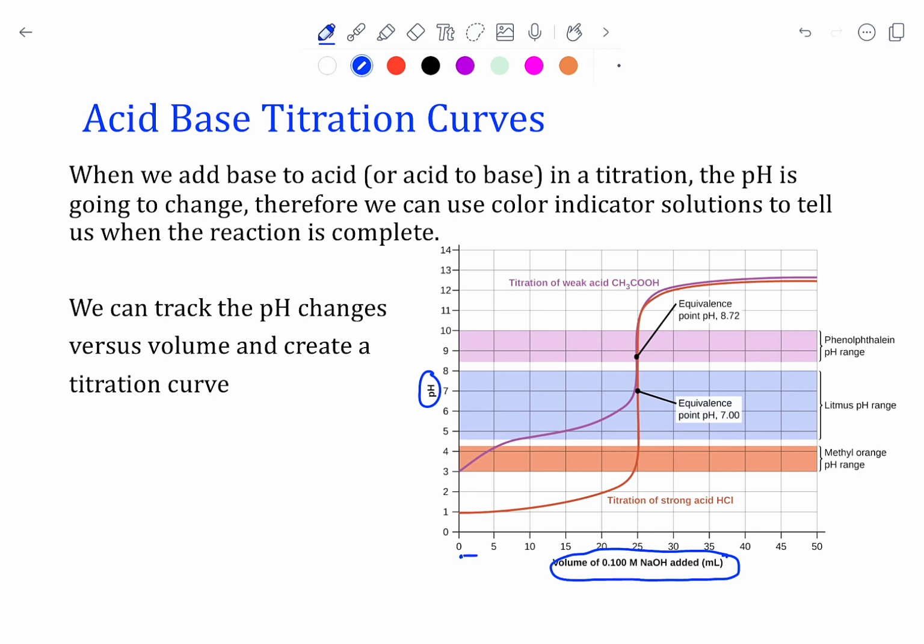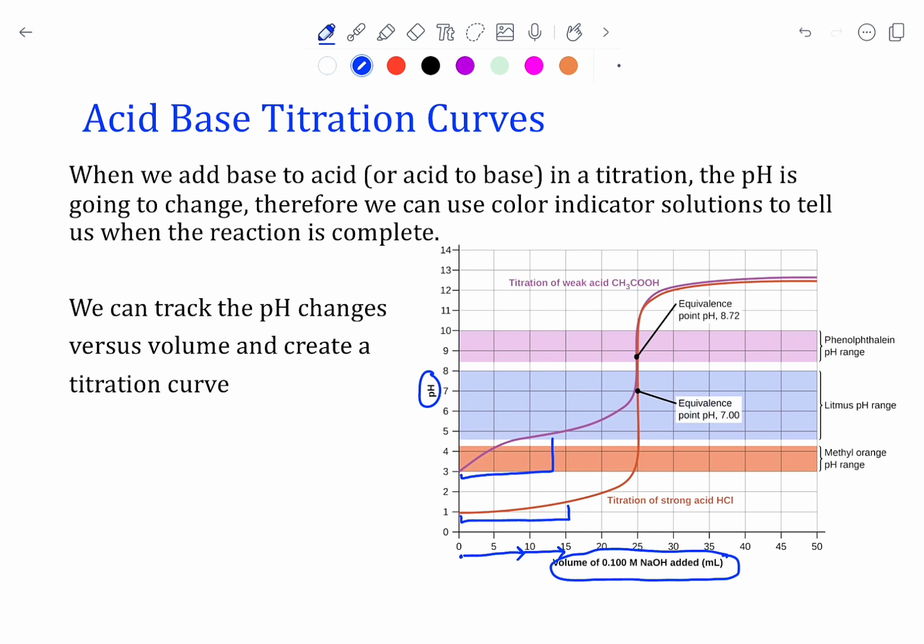So we add more base, our volume starts to increase, and we start to see that our pH is starting to rise. Weak acids and strong acids are going to react to those pH changes differently, okay, which is why we prefer to use a strong acid over a weak acid in some cases, because they can resist immediate pH changes when we add base to them, okay.